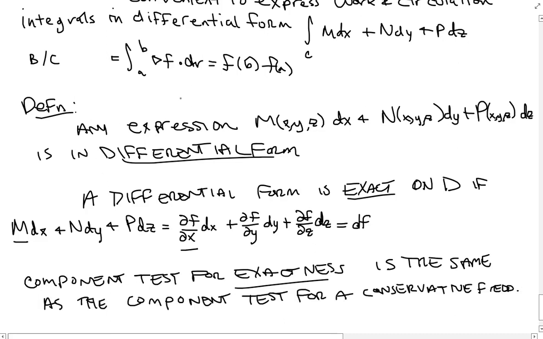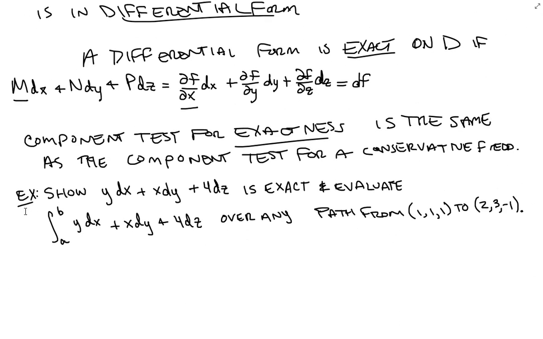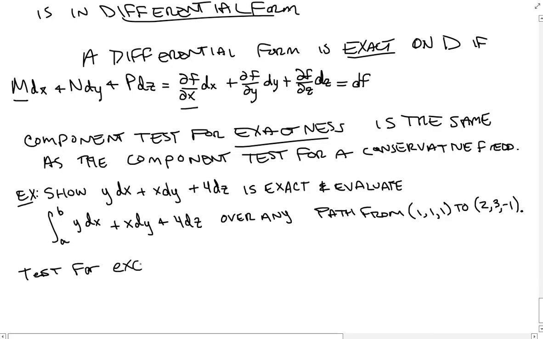Okay, so we're going to do one last example. In this example, we're going to show that y dx plus x dy plus 4 dz is exact, and then evaluate the integral over any path from the point (1, 1, 1) to the point (2, 3, -1). Testing first for exactness, we've already done this, so we'll go through it pretty quickly. We were just doing it a little earlier with conservative fields.